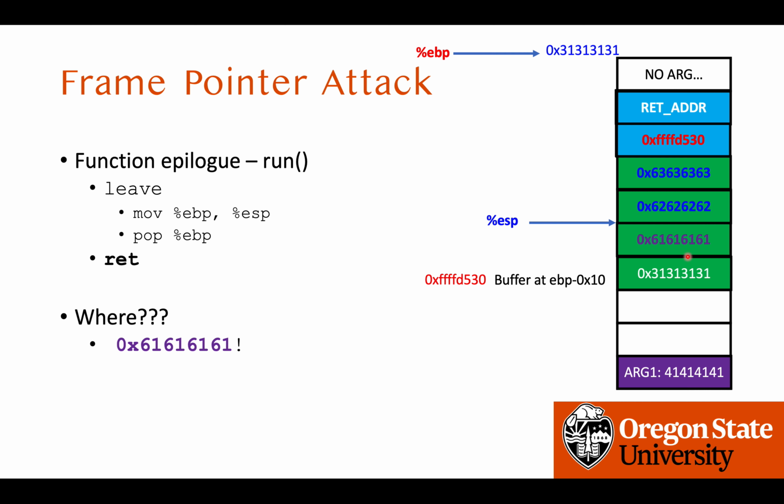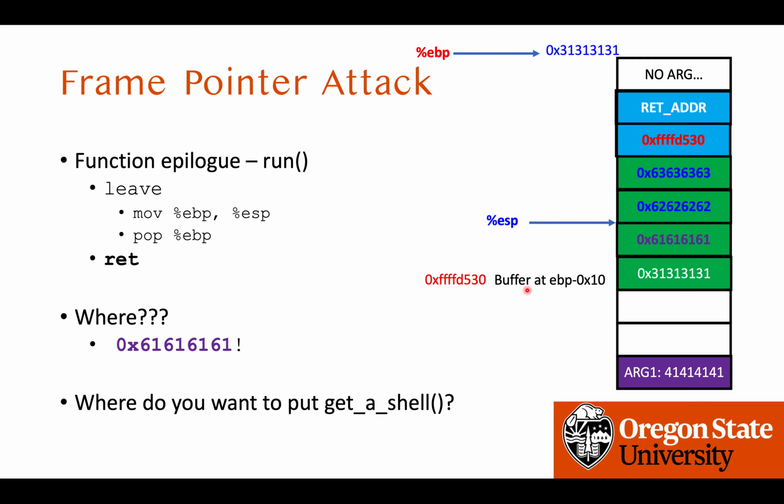So then where do you want to put the address of the get shell? Maybe here. Then it will return to not the 61616161, but it will return to the address of the get shell.